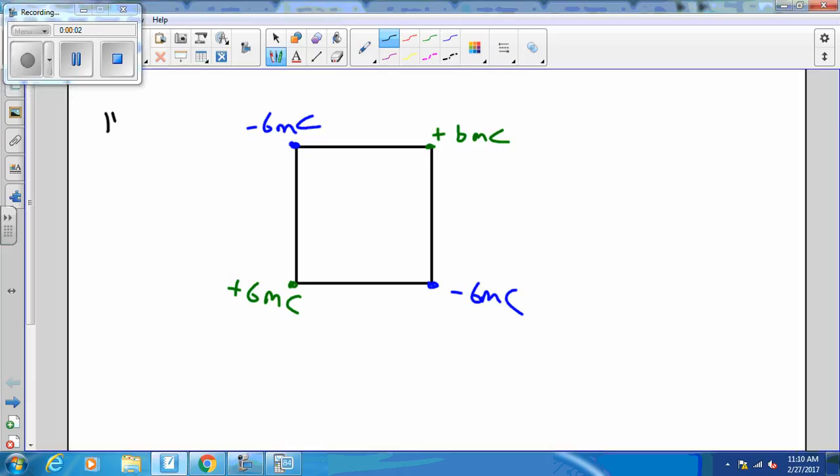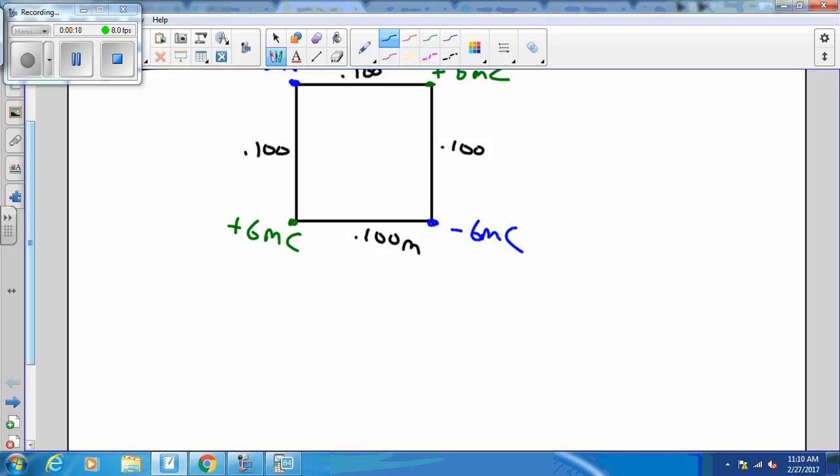So we're taking a look at number 15, and we have a charge configuration that is like this. And we want to know what is the net force, these are meters, what is the net force on each charge?